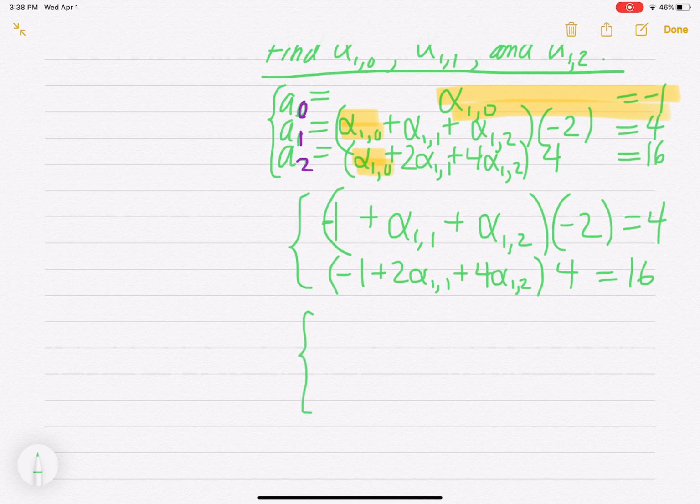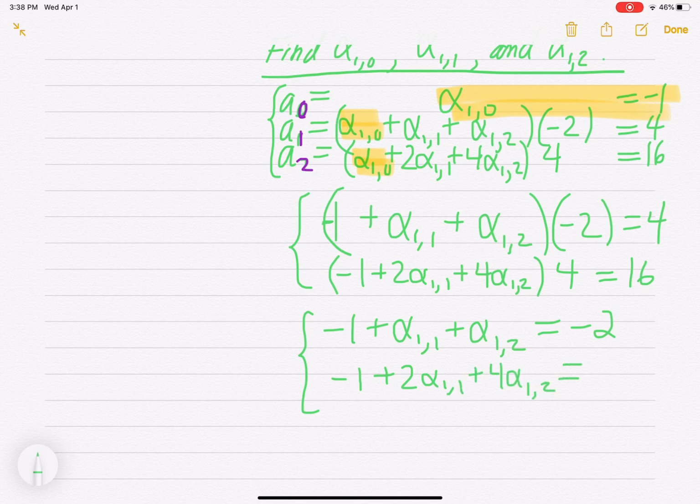So we'll clean these up. We get -1 plus alpha 1,1 plus alpha 1,2. Divide both sides by -2, you get rid of the -2 on the left. On the right, you get a -2. For the second equation, -1 plus 2 alpha 1,1 plus 4 alpha 1,2 times 4, divide both sides by 4, and you get -1 plus 2 alpha 1,1 plus 4 alpha 1,2. On the right, 16 divided by 4 is 4.